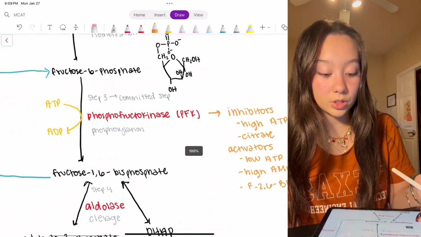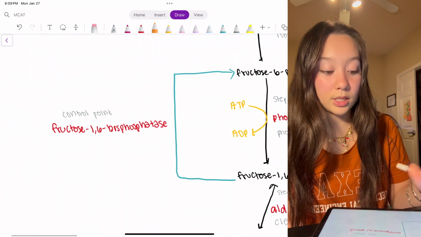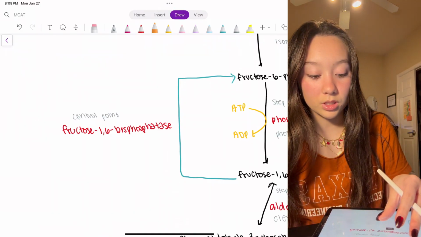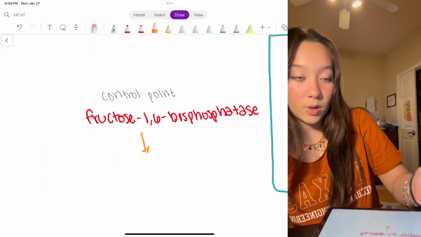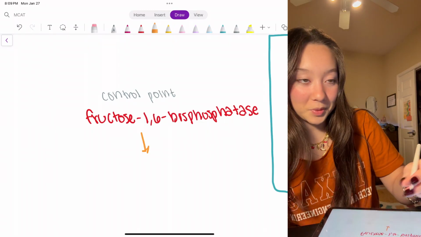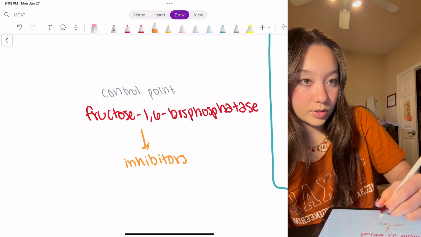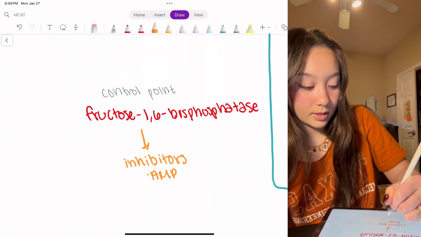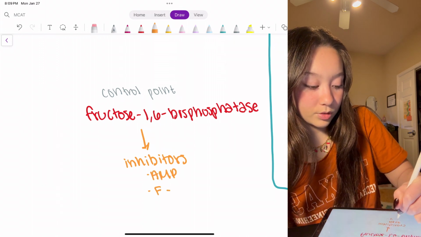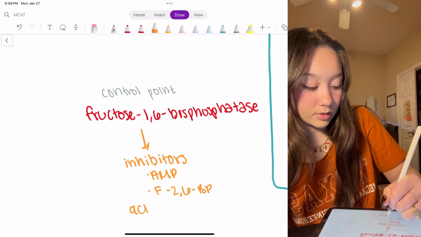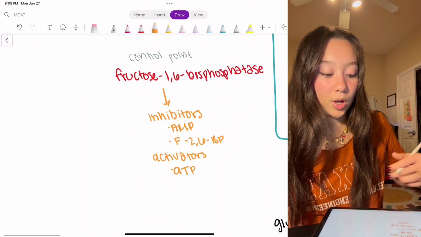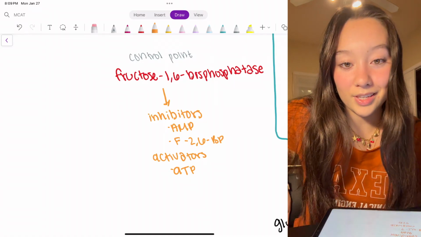But first, let's move over to its counter enzyme from gluconeogenesis, fructose 1,6-bisphosphatase, and its feedback control is exactly the opposite. Its inhibitors are AMP and fructose 2,6-bisphosphate, and its activator is ATP. Now, what is this fructose 2,6-bisphosphate that I keep talking about?